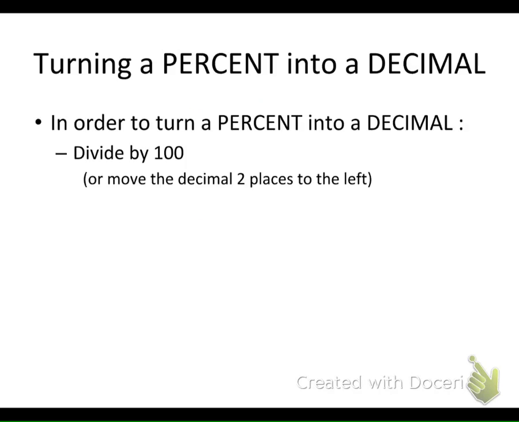Okay, now we are turning a percent into a decimal. Go ahead and copy this down. This is the opposite of what we just did. Right before this, we turned a decimal into a percent. Now we're doing the opposite. So when we were turning a decimal into a percent, we had to multiply by 100, right? Did I say that correctly? A decimal into a percent, you multiply by 100.